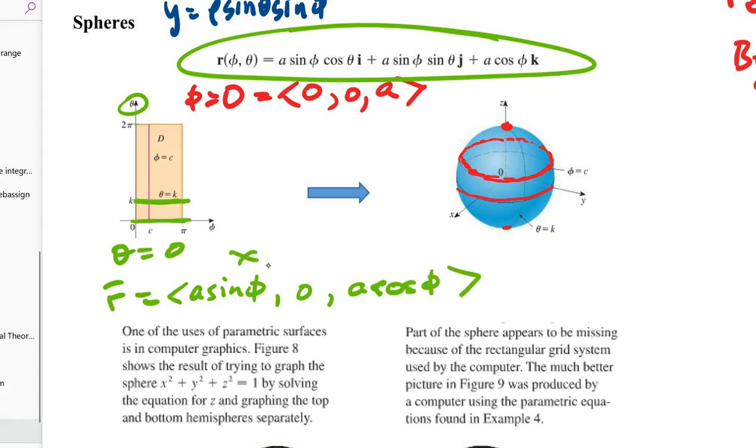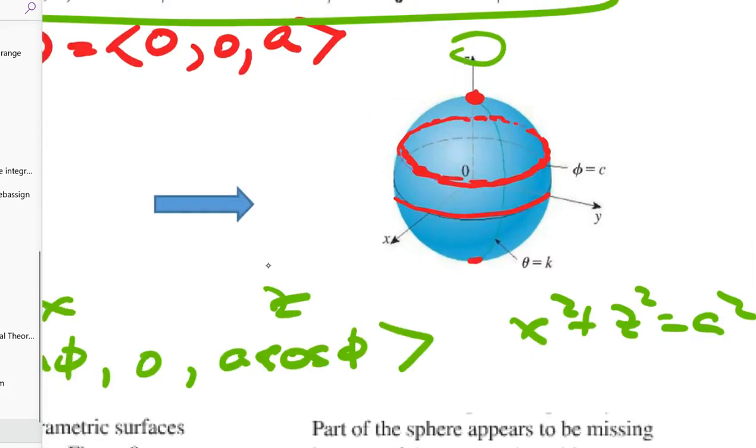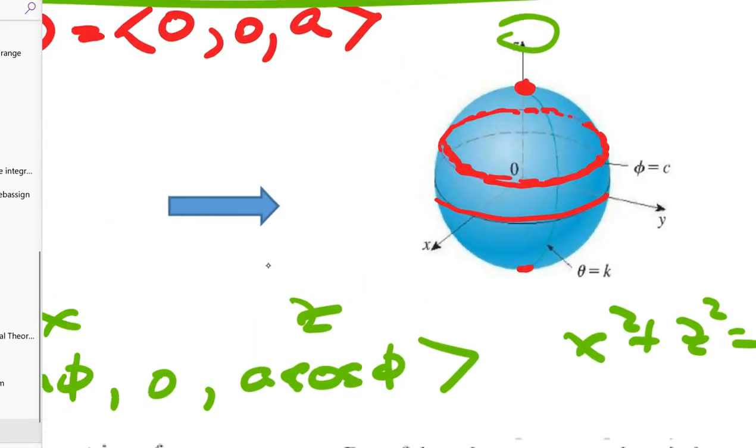So it looks like here's x, here's y, here's x and z, sorry, z. Y is 0. So we get x squared plus z squared equals a squared. So now that is a circle in the xz plane. So, well, that will be, when y is 0, is this.